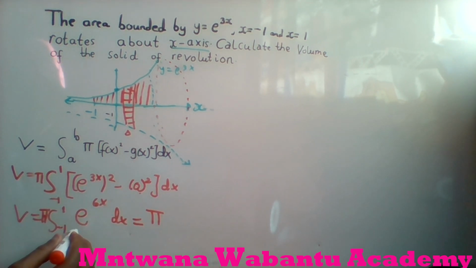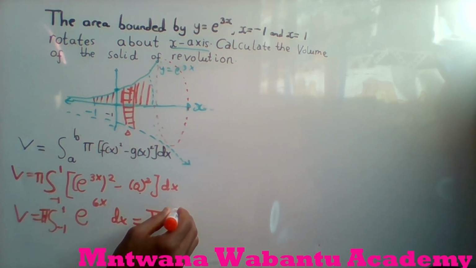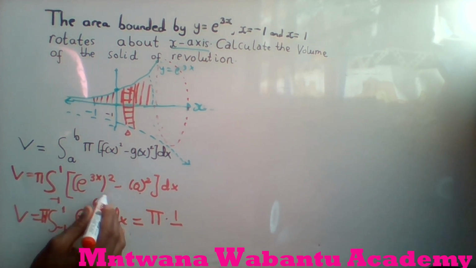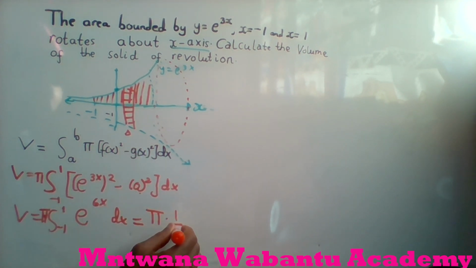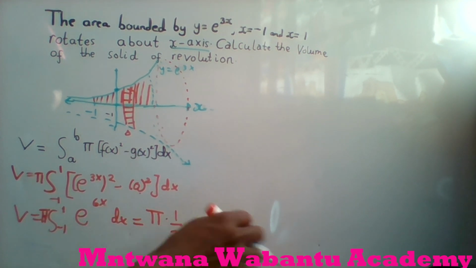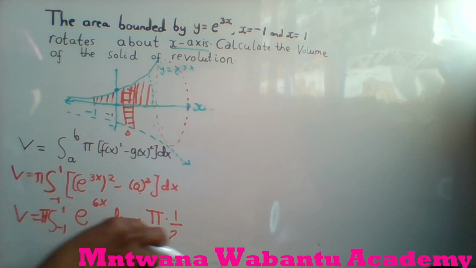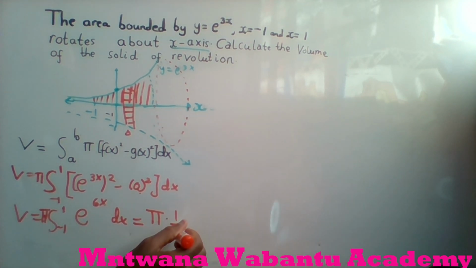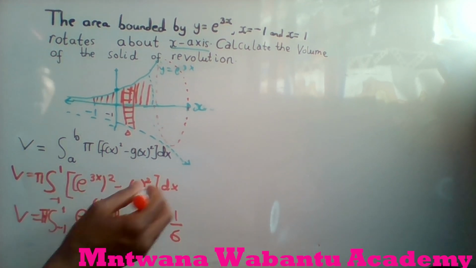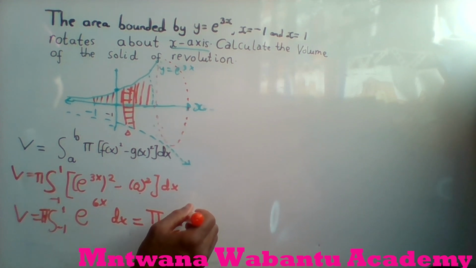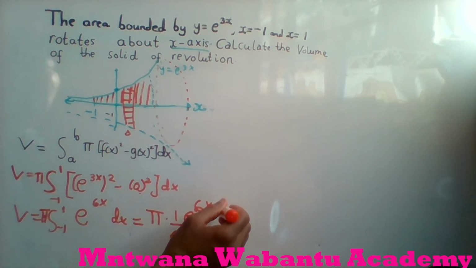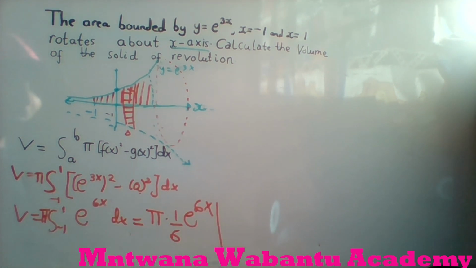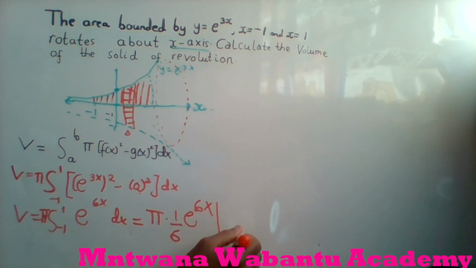When you integrate, the integral of e to the power x, as we said on the previous page, is 1 over the derivative of 6x, which gives you what? When you differentiate 6x, you get 6. Then write exactly your e, which is e^(6x), but we're not going to add c because we have a limit. So we have a limit from -1 to 1.